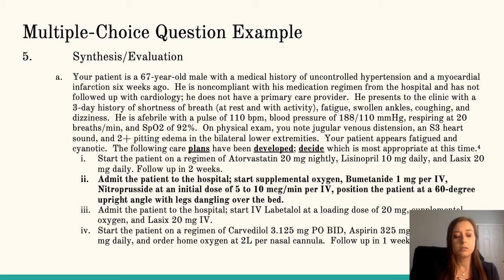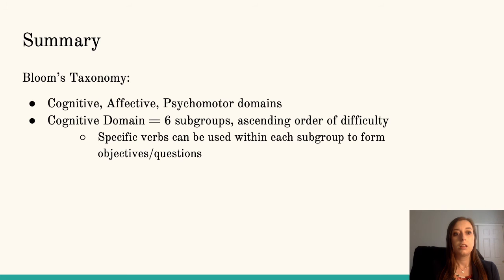All right, so let's move on. Summary. Bloom's taxonomy has 3 domains: cognitive, affective, and psychomotor. If I'm teaching students, I want them to learn all 3 of those domains, right? But there are different ways of going about that. If I'm doing the cognitive domain, multiple choice questions are a great option.